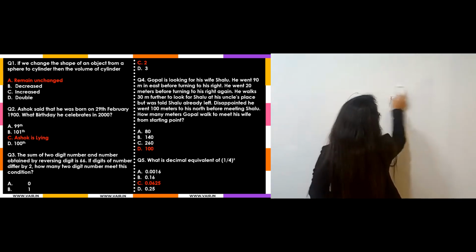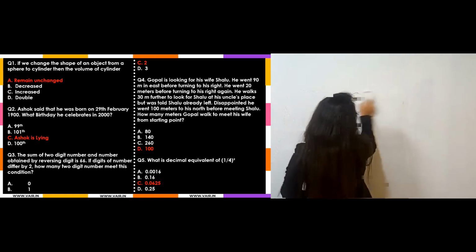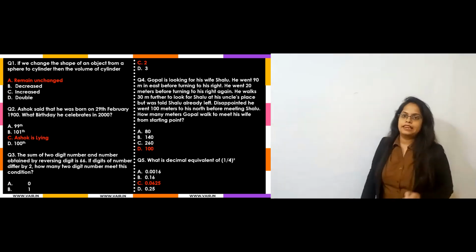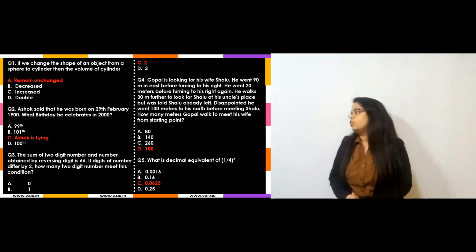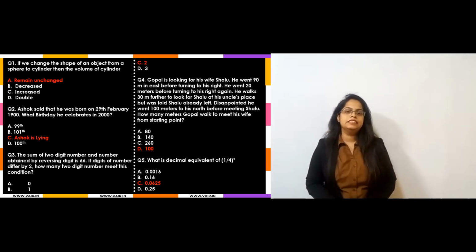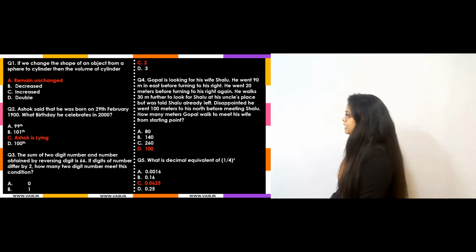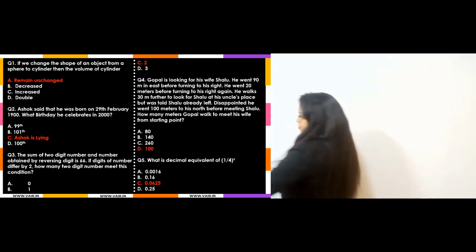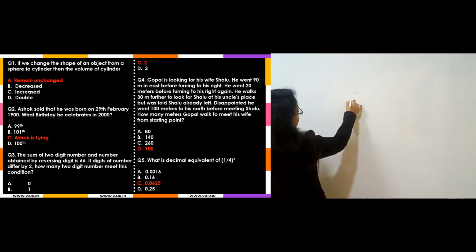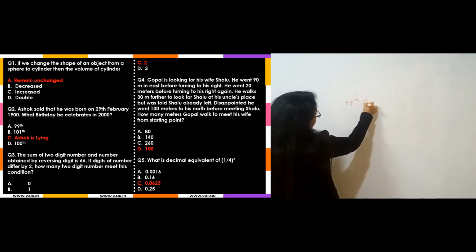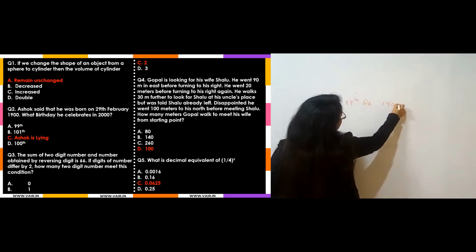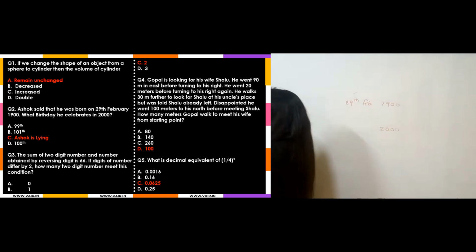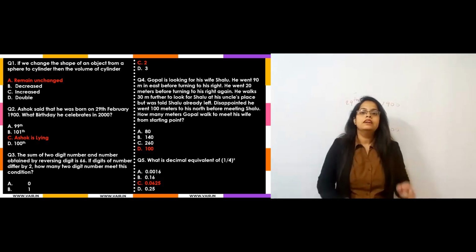Few questions are quite logical. Again, an easier one. They are saying that Ashok said that he was born on 29th Feb 1900. Then which birthday does he celebrate in the year 2000?